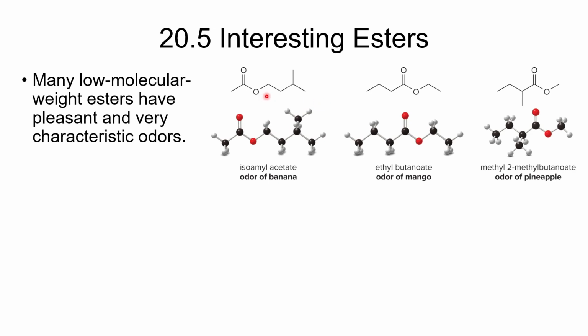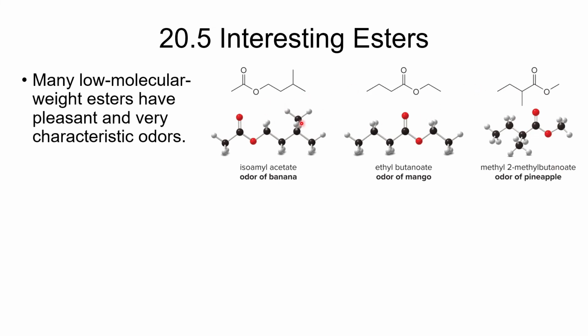This one is isoamyl acetate, and it has the distinct odor of a banana. So if you think, oh, what is the smell that you think of when you think of a banana? Well, that smell primarily comes from isoamyl acetate. And so that's a very distinctive odor. Ethyl butanoate is a very characteristic smell that you might get from a mango. All right. The methyl 2-methyl butanoate, that one is the odor that you would get from a pineapple. And so it's one of those distinct odors.